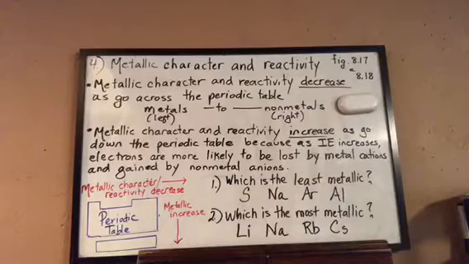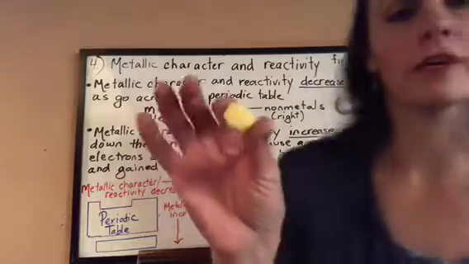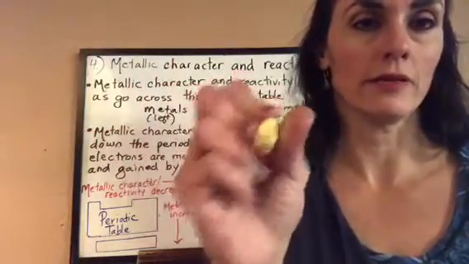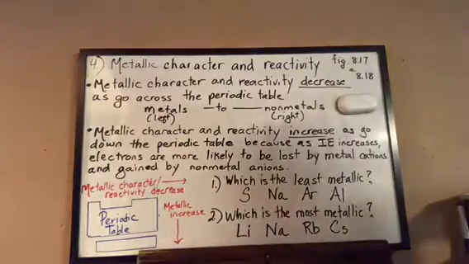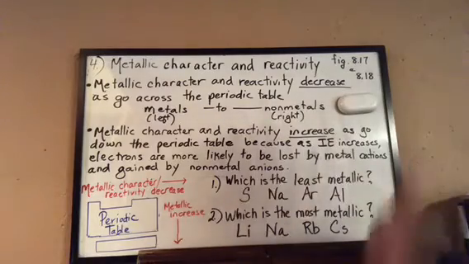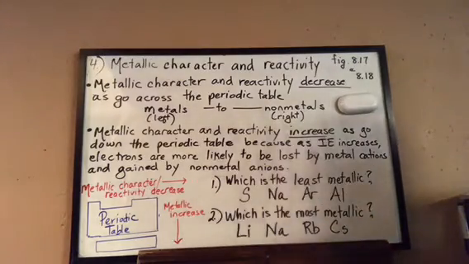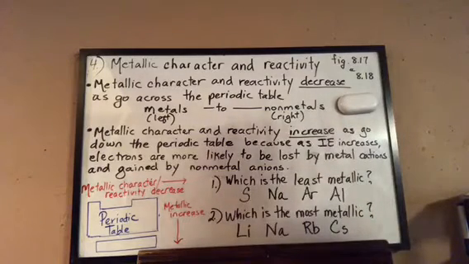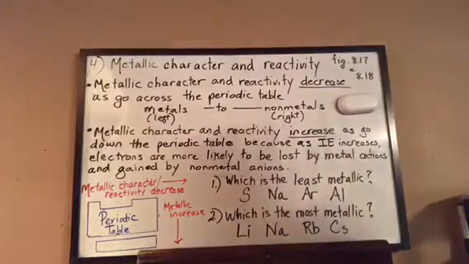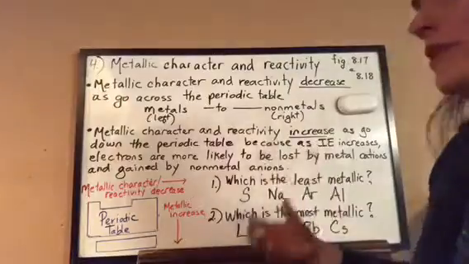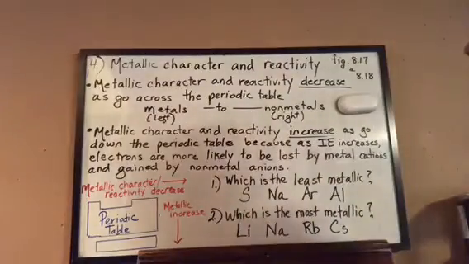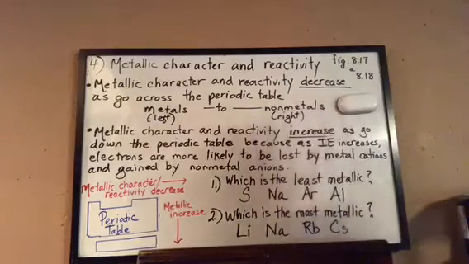Aluminum, which are both metals. And then all the way over on the far right, sulfur, non-metal, okay? Metallic character and reactivity increase as you go down the periodic table, because as the ionization energy increases, the electrons are more likely to be lost by the metal cations and gained by the non-metal anions. So therefore, they become more reactive due to that increase in the ionization energy. Okay.